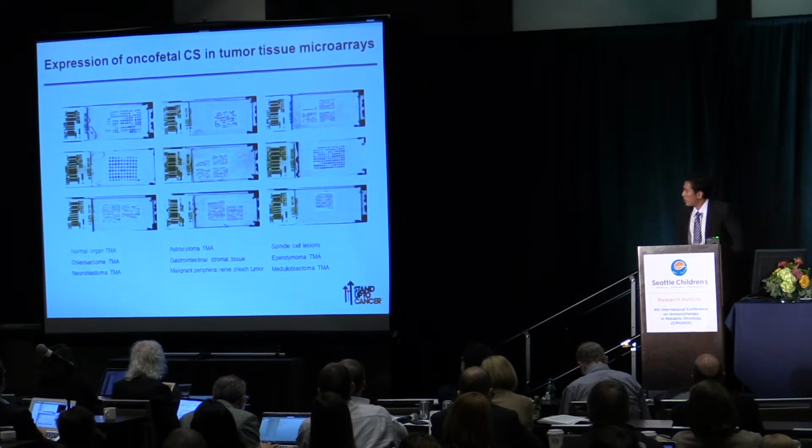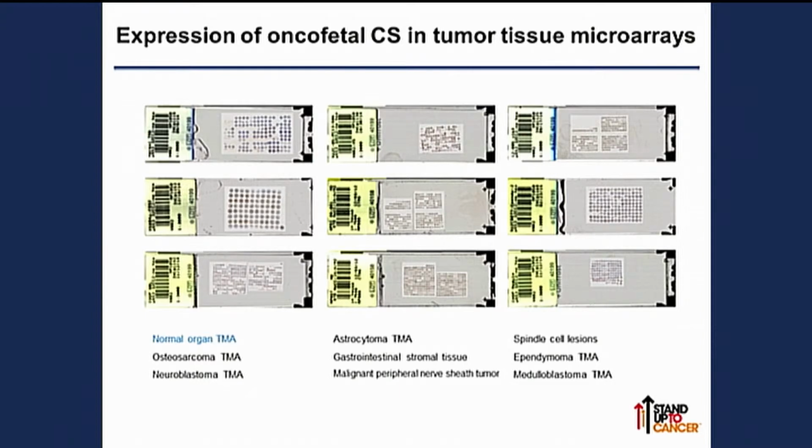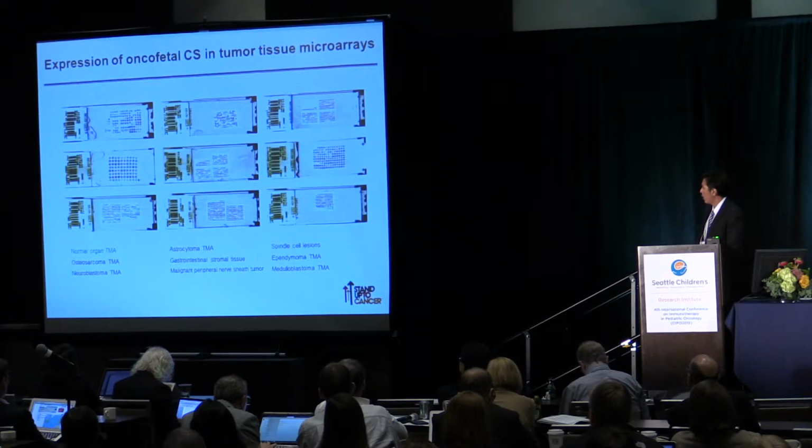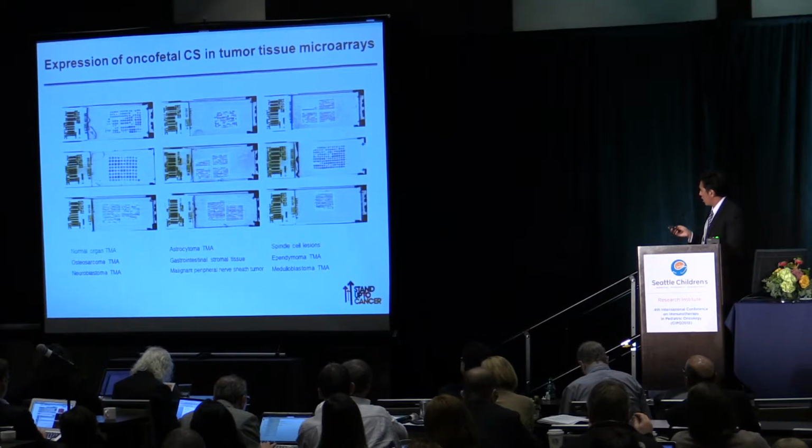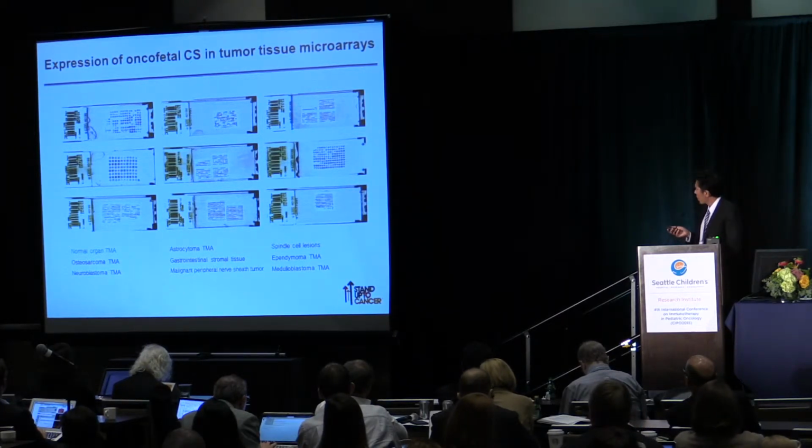As part of the St. Baldrick's Dream Team project, we have screened a lot of sarcoma and brain cancer tissue. Here you can easily see the normal organ TMA has a lot of negative cores, which can be seen as the blue area, which is only nuclear staining, whereas the sarcoma tissue arrays have a lot of positive staining results.